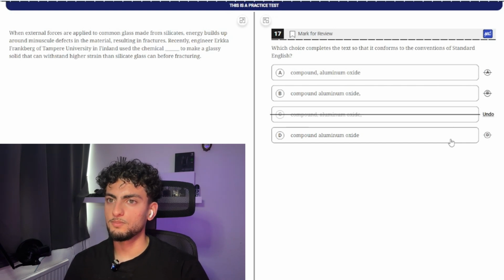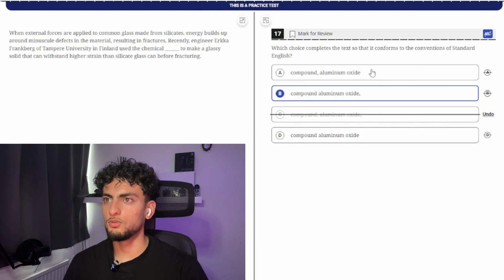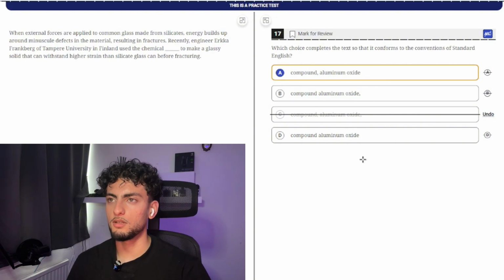So... But I do want to pause there. So I feel like it's compound aluminum. Was it compound aluminum oxide to, or is it compound aluminum oxide to make a glassy? I feel like that one makes more sense.